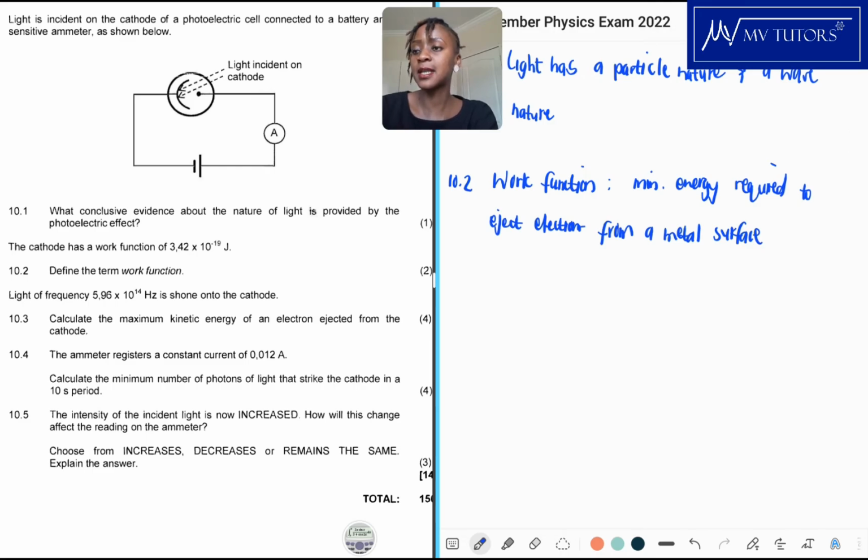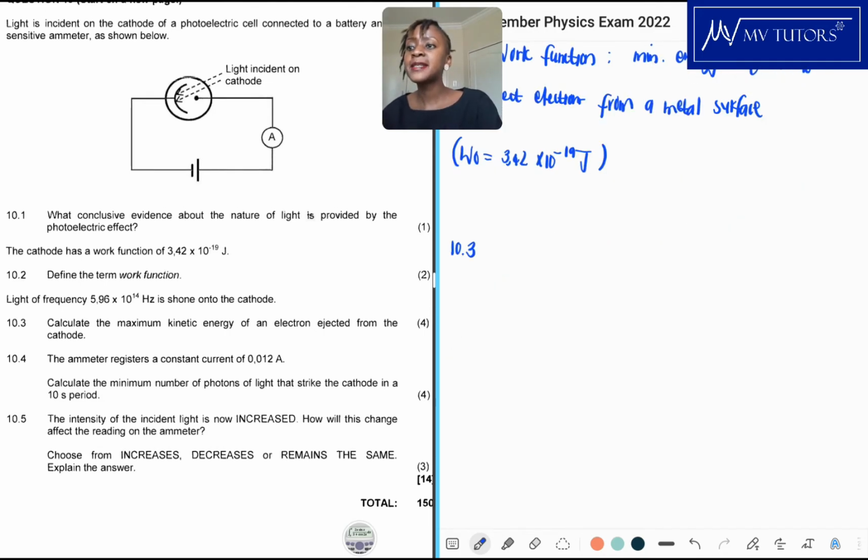All right, so they did tell us that the work function, let's just write it for ourselves somewhere in some corner, that the work function is 3,42 times 10 to the power negative 19 joules. Okay. Now 10.3, it says light of frequency 5,96 times 10 to the power 14 hertz is shone onto the cathode. Calculate the maximum kinetic energy of an electron ejected from the cathode.